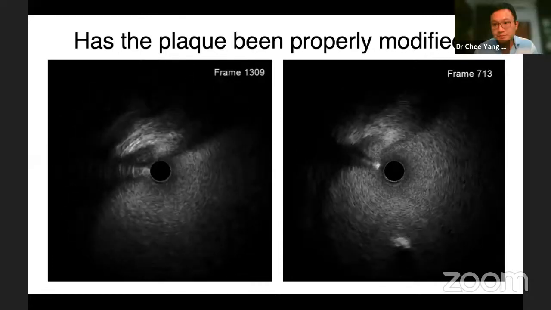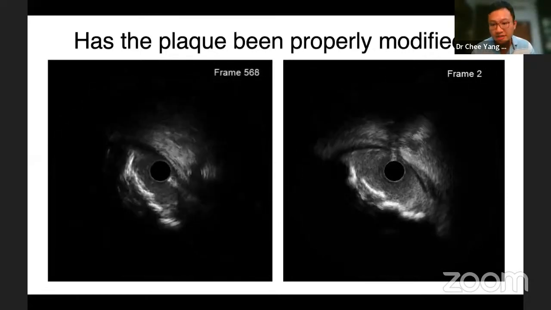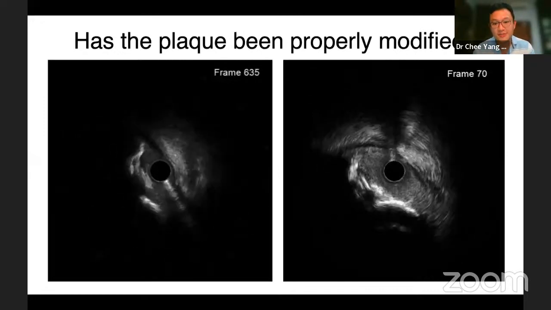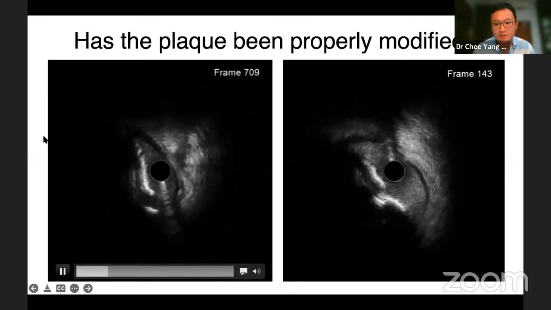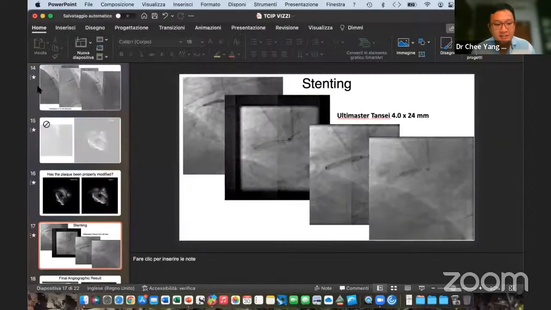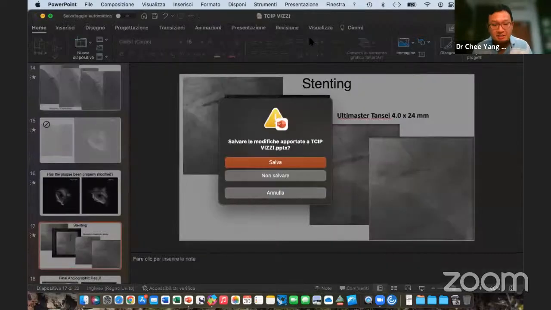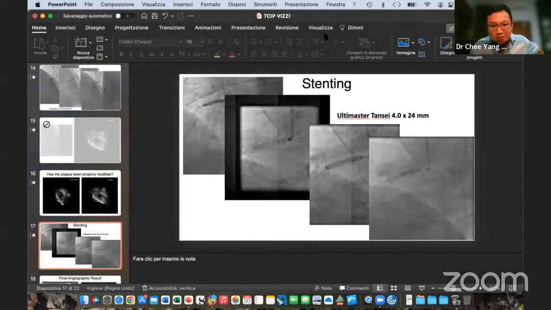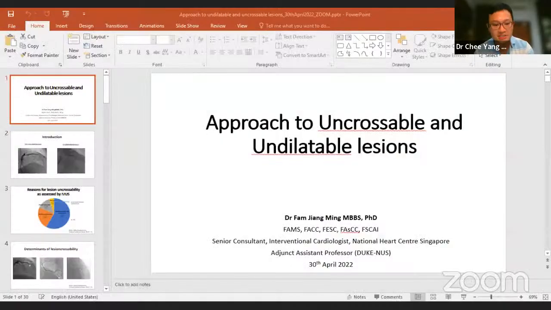Okay, I think we should move on. And the next speaker is a good friend of mine and my colleague at the National Heart Centre Singapore, Dr. Pham Jiang-Ming. He's a senior consultant in interventional cardiology. He has a PhD, and his topic of interest was OCT and bioresorbable scaffolds. Jiang-Ming also obviously has a special interest, like all of us do, in imaging and physiology. And he's going to give us his next talk now on how to deal with non-dilatable or uncrossable lesions. Jiang-Ming, please.